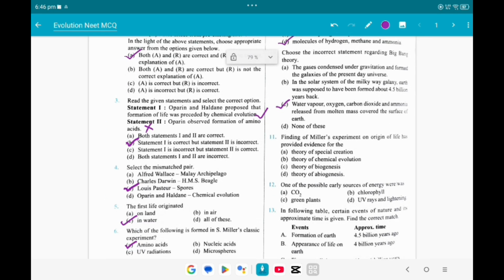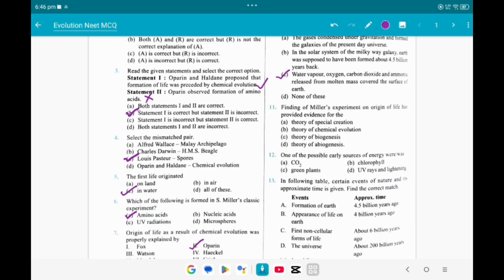Question 11 is stating finding of Miller experiment on origin of life has provided evidence for. Okay, so you know what Urey Miller experiment is. It's related to theory of chemical evolution. So 11 is option B.